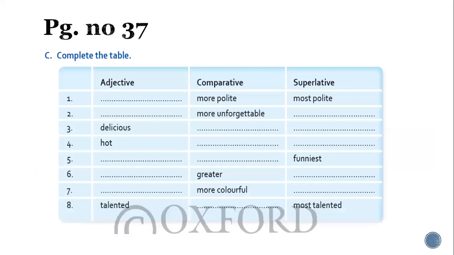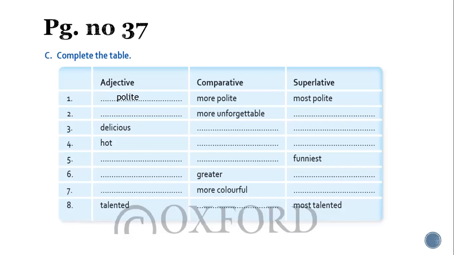So now on page number 37, you are given this table and you have to complete the table. See, as I explained to you, if there are more syllables, then you will be using more and most to change its degree. Now, first one is given: more polite, most polite. So, the main adjective here is polite. Yes. Second one, comparative, you are given more unforgettable.